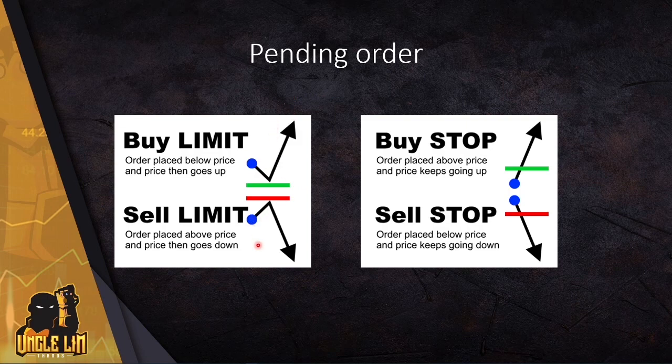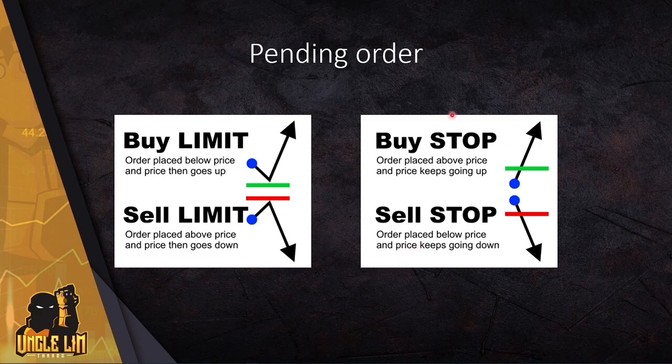And now there's a sell limit. Sell limit is an order placed above the price, and the price then goes down. So this is the price and you want to sell up here. The price is not there yet, but you want to set your sell limit here. When your price goes to the sell limit, you're expecting it will go down. So that is the pending order for buy limit and sell limit. Uncle usually uses this type of order. For Uncle's technique, we usually use this type of order.